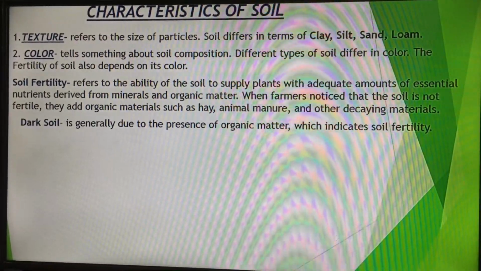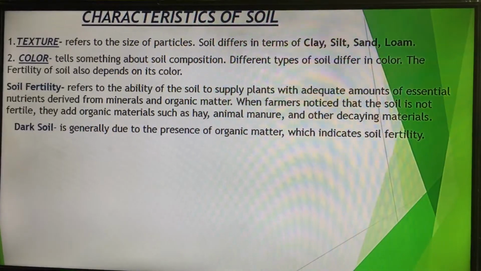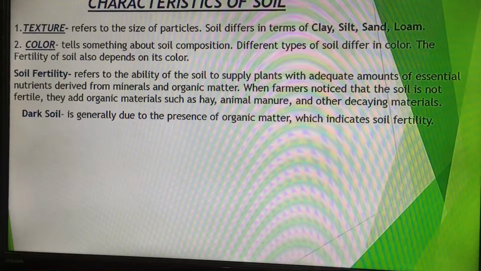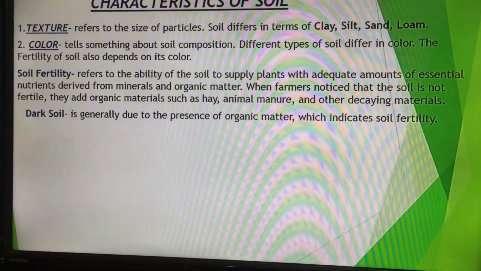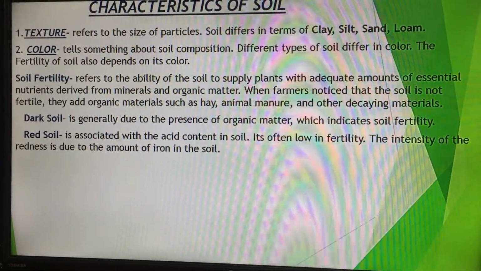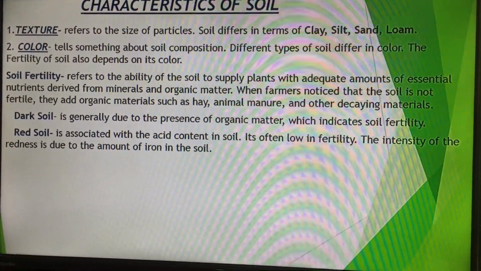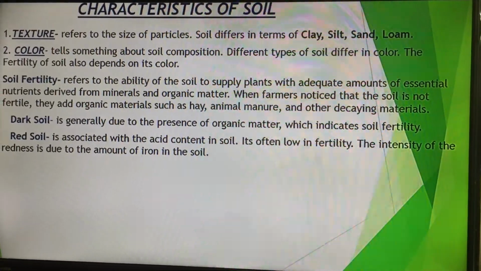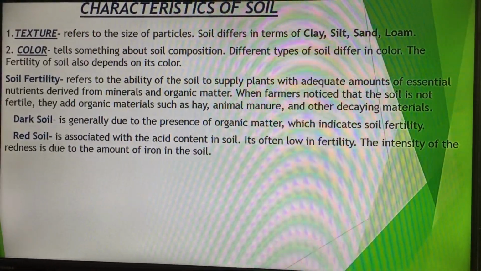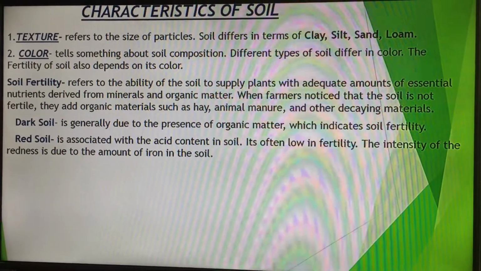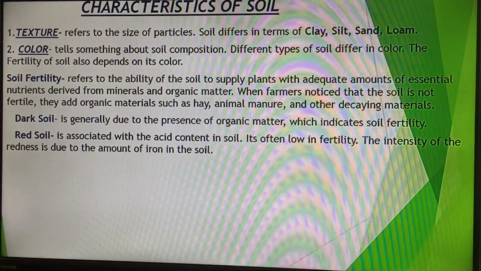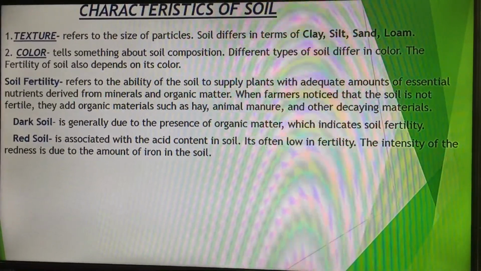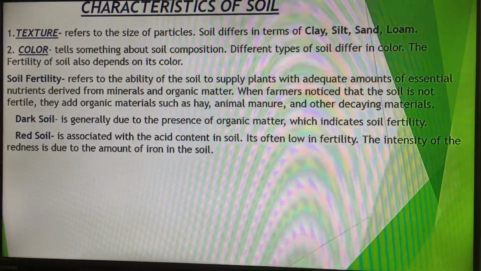There are the types of soil also. The dark soil is generally due to the presence of organic matter, which indicates soil fertility. So dark soil means it's a fertile soil. Red soil is associated with the acid content in soil, so it's often low in fertility. The intensity of the redness is due to the amount of iron in the soil. So red soil is most commonly not fertile, not good to use for planting.